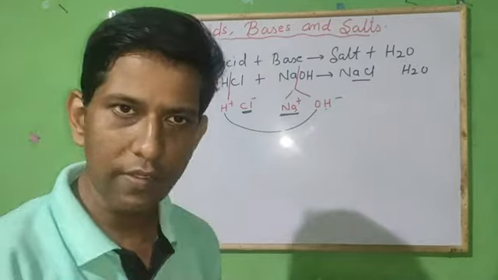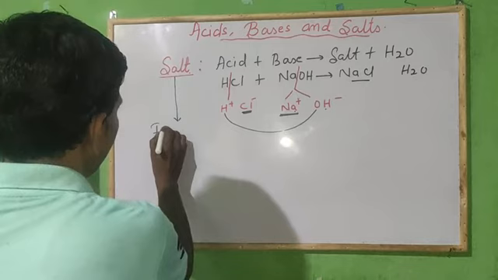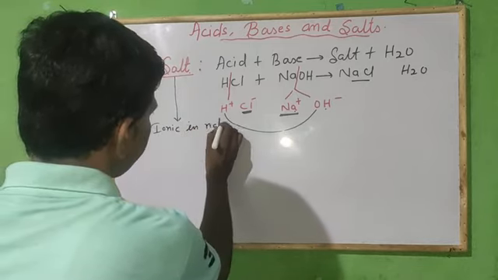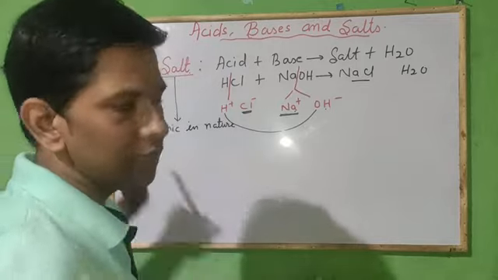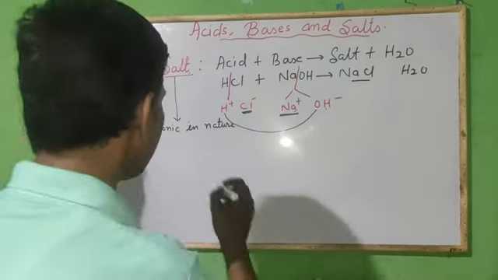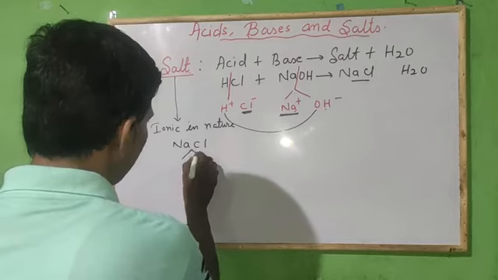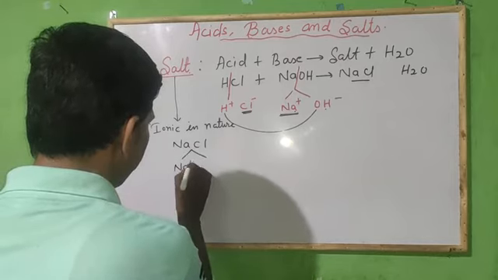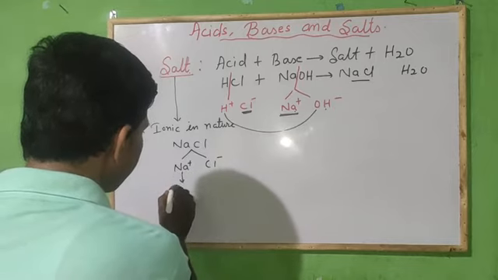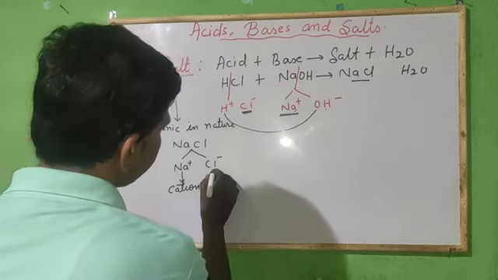So salt is always ionic in nature. It means that salt has one part called the cation part, and another part, the anion part. You can take one example. Suppose I am taking NaCl. It has two components, two parts. One is Na plus, another one is Cl minus. So this is called the cation, or the positive part, and this is the anion.